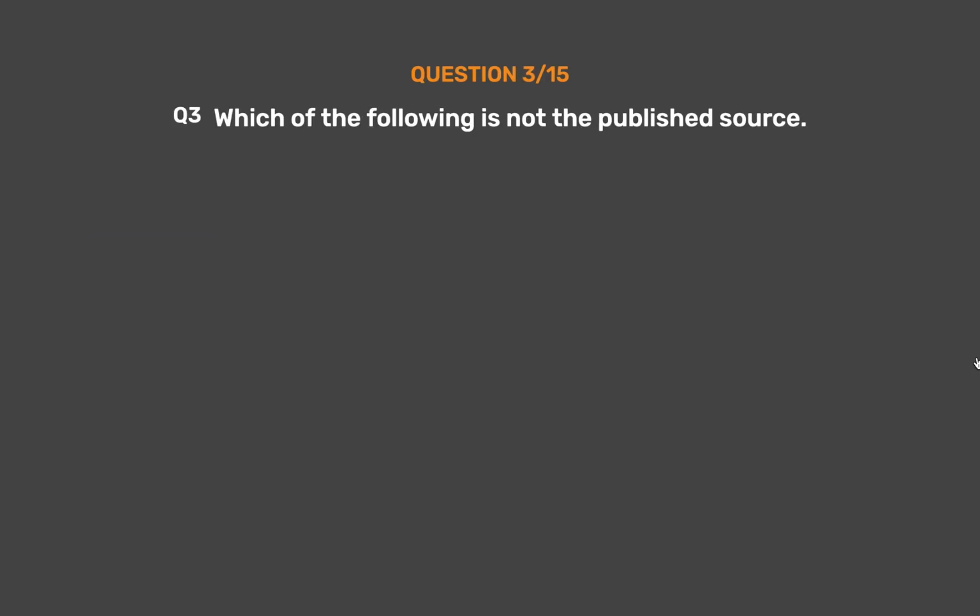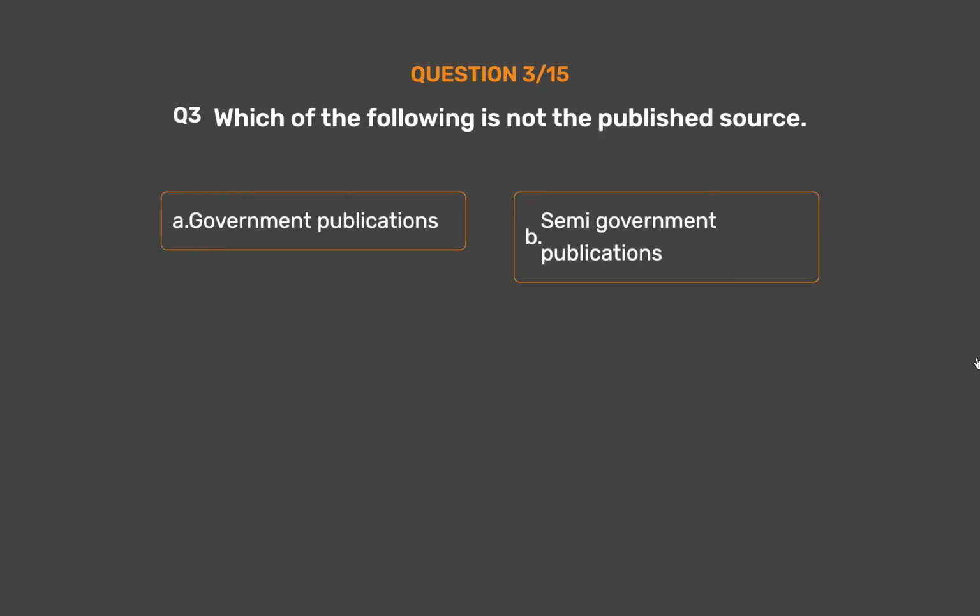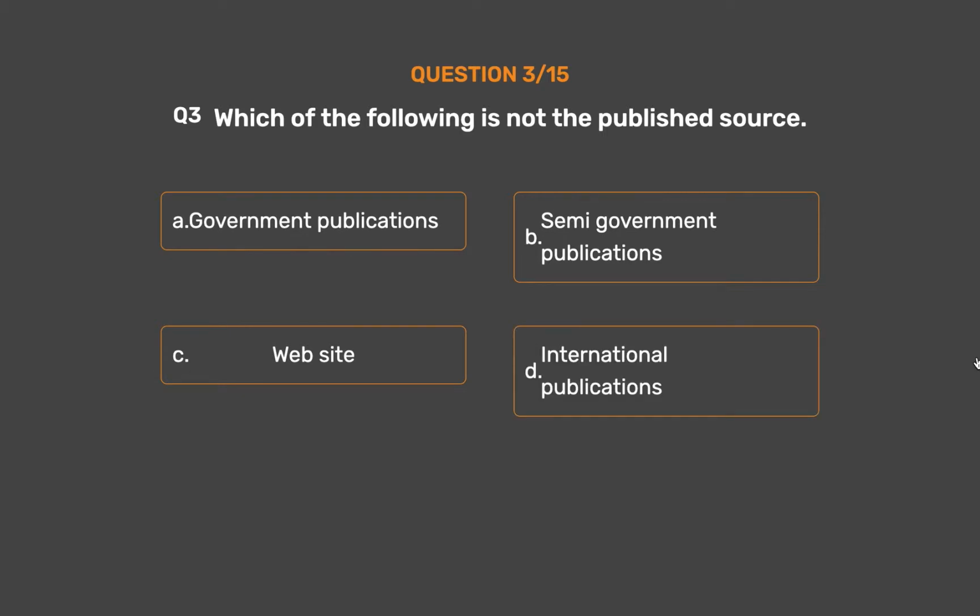Question number 3. Which of the following is not the published source? Option A. Government publications. Option B. Semi-government publications. Option C. Website. Option D. International publications.